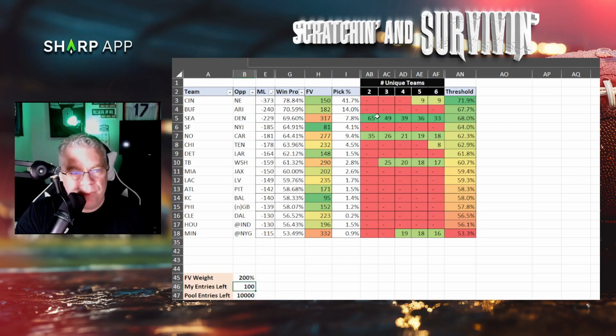We're looking at these teams strictly because they've got very high numbers here for future value, meaning their future value is not very good, right? So I'll keep this at about 100. I just want to show you guys. You use this as you will for your pool.